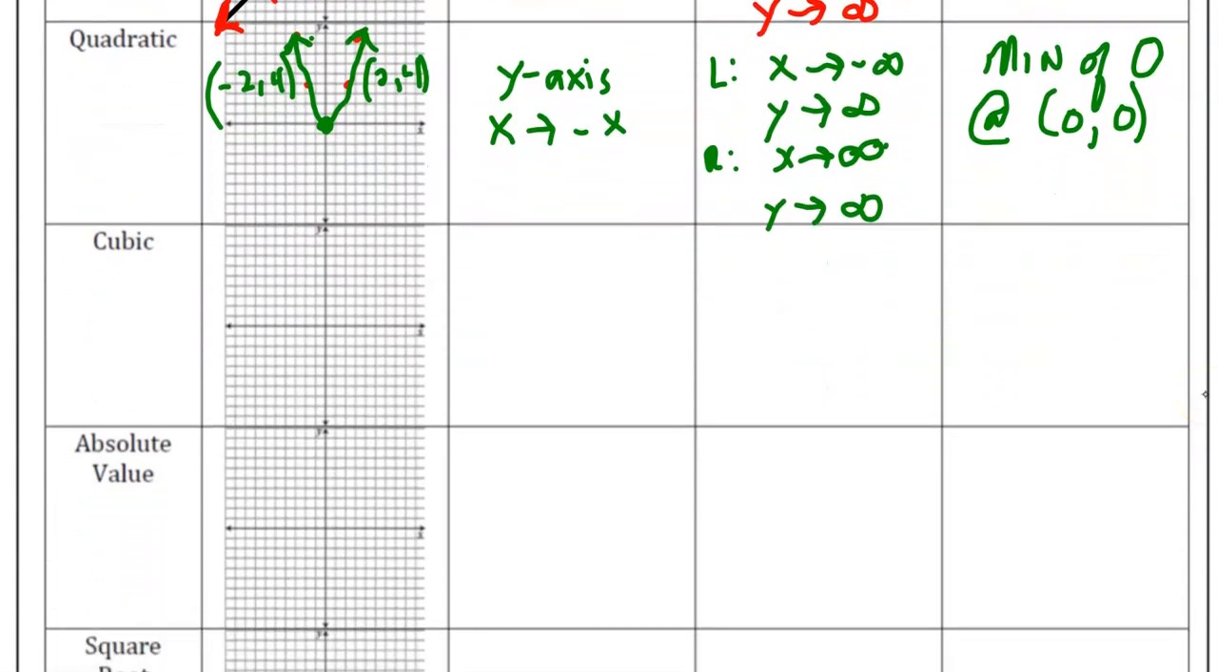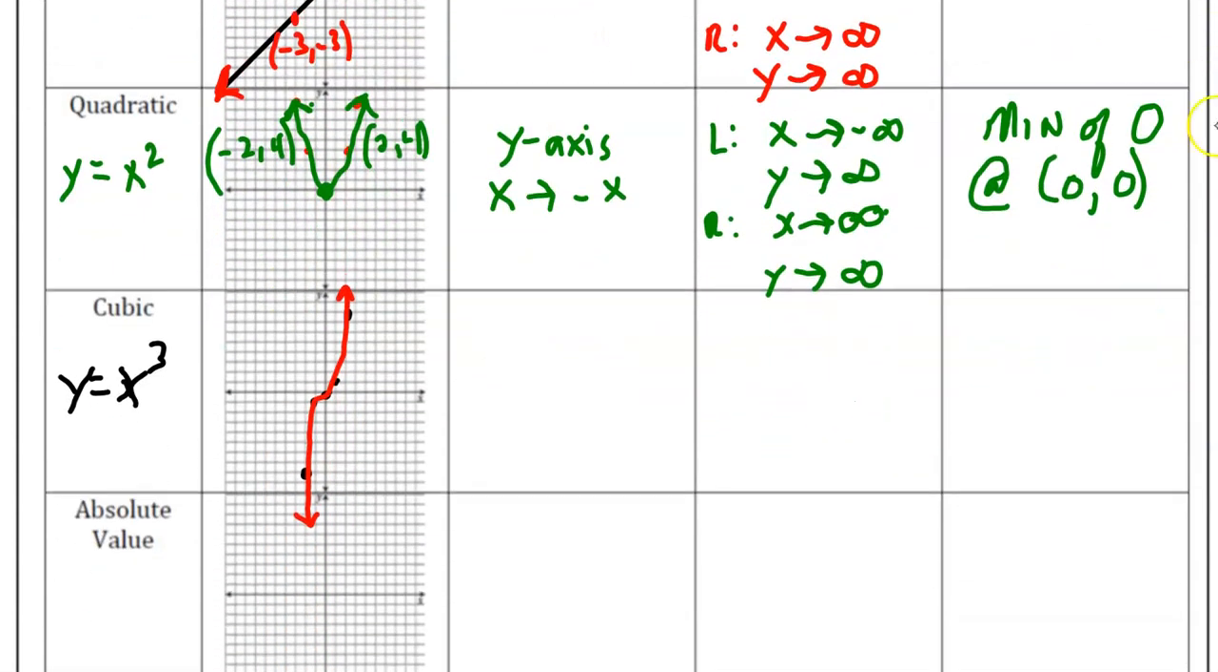The cubic function. Quadratic, I didn't write that down, is y equals x squared, and the cubic function is y equals x cubed. So we have 0, 0, 1, 1, 2, 8. And then negative 1, negative 1, and negative 2, negative 8. So it looks something like this. Okay, alright, so let's look at first the symmetry.